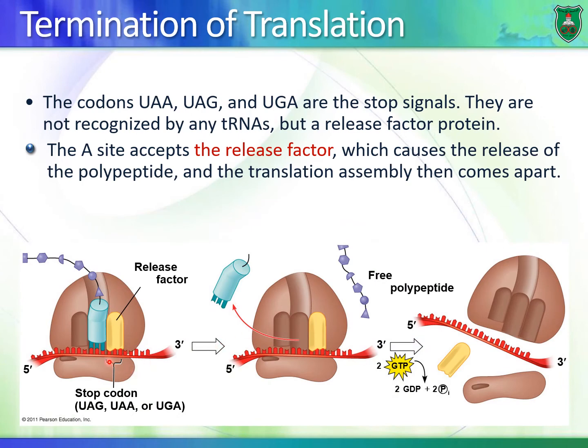Until the ribosome hits the stop codon. So now the stop codon is in the A site right here, and there is no tRNA that has an anticodon that is complementary to a stop codon. Instead, you have a protein known as a release factor, and this protein sits in the A site and dissociates the whole complex. So you have the polypeptide released from the mRNA, the large ribosomal subunit, and the small ribosomal subunit.